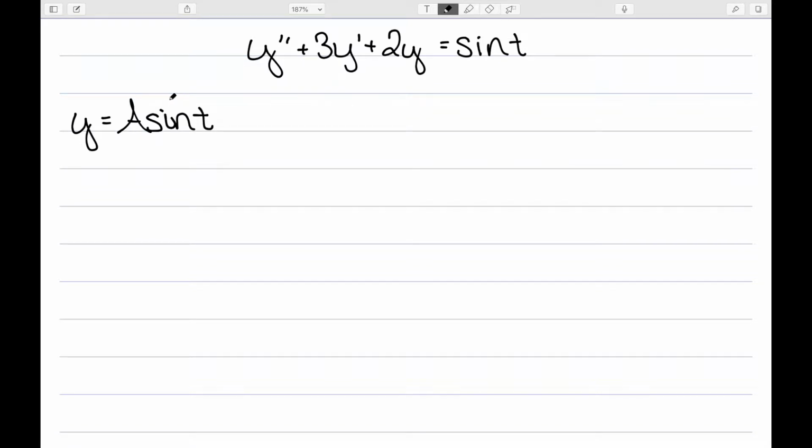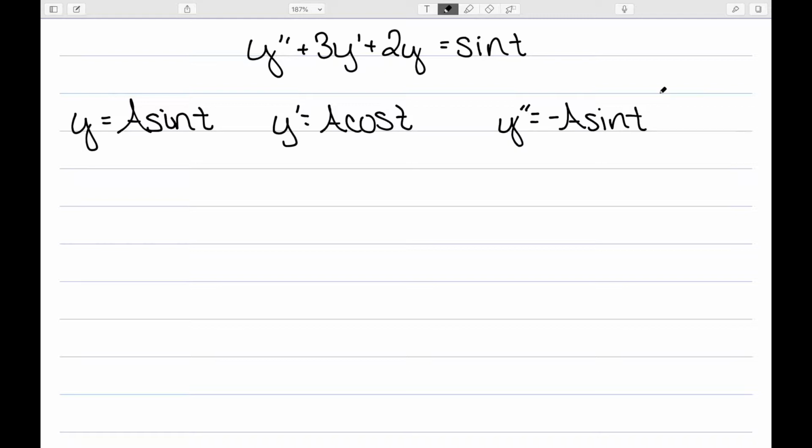I'm now going to consider y double prime plus 3y prime plus 2y equal to sine t. And I'm going to start by assuming that y is equal to a sine t. In that case, y prime would be equal to a cosine t, and y double prime would be minus a sine t.